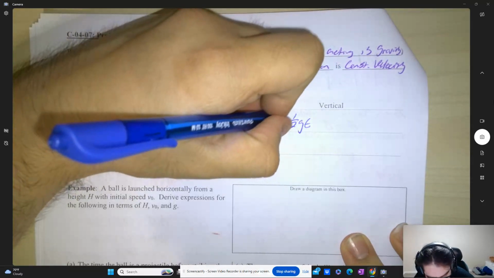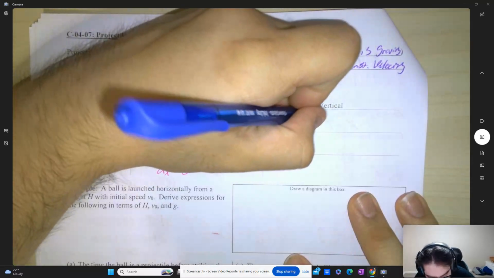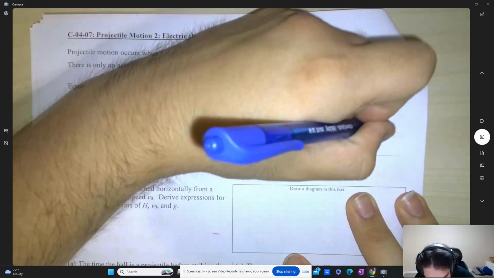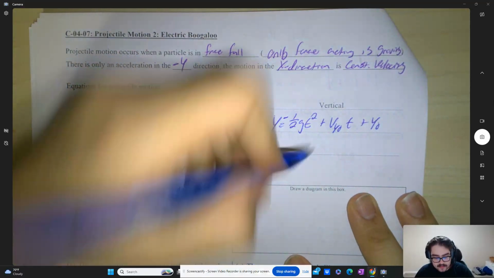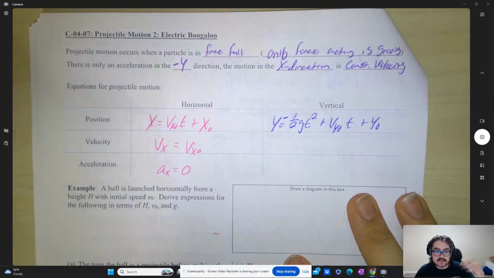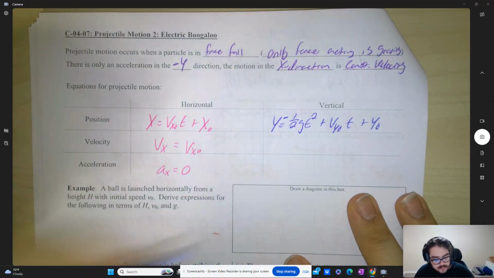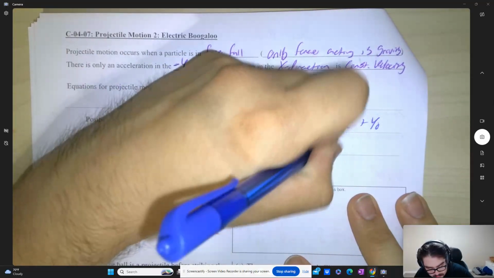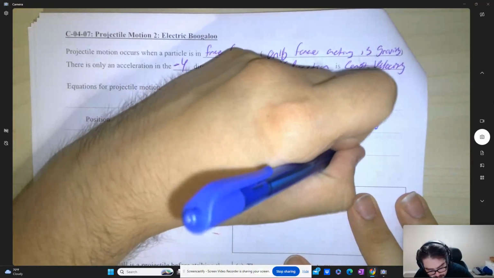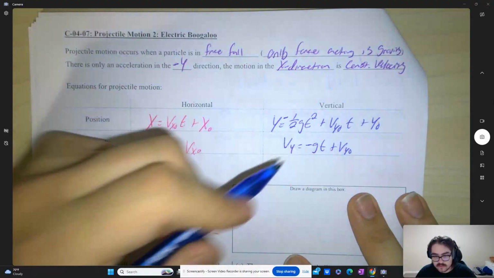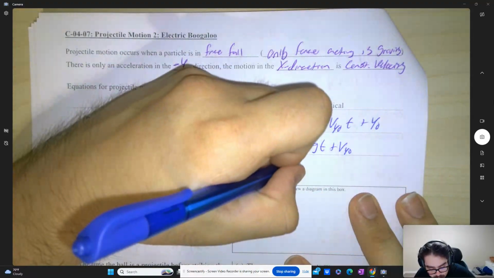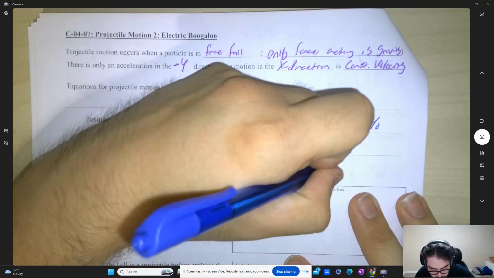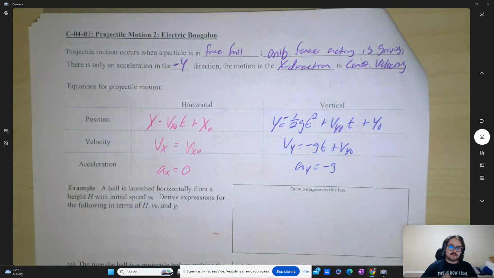For the vertical direction, y equals negative 1/2 gt squared plus vy naught t plus y naught. I'm making this negative because this is downward, a negative y direction. Your velocity is vy equals negative gt plus vy naught. Again, I'm just taking a derivative here. And then your acceleration in the y direction is just going to be negative g. Do you see how that worked out?